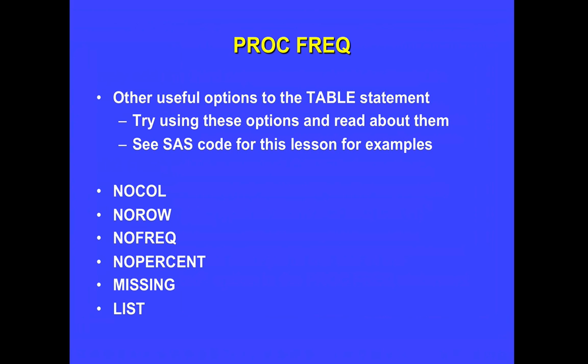And I wanted to specify a couple of additional options that you could use that are sometimes helpful to make the tables that are output a bit more readable. So within the context of a table statement, you could specify the nocol, the norow, the nofreq, nopercent, missing and list options. We've talked about what missing and list will do in previous lessons, and you could try the nocol, norow options and see what you get with that.